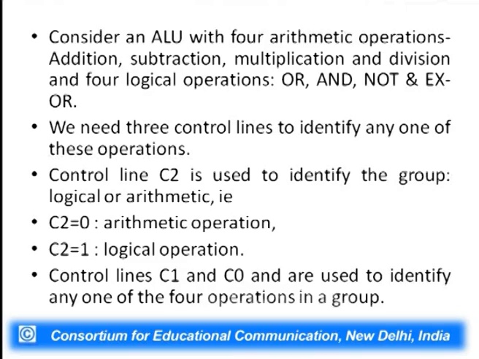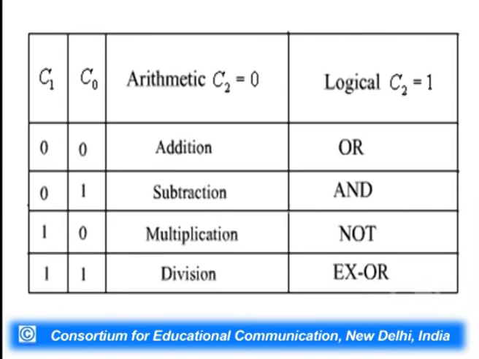The bits specified are 3 bits: C2, C1 and C0. The C2 bit identifies the group. C1 and C0 identify the operation. As can be seen from this table, based upon C1 and C0, an arithmetic operation is performed for C2 equal to 0, and a logical operation is performed for C2 equal to 1. So, 0, 0 stands for addition in arithmetic and ORing in logical, 0, 1 for subtraction and ANDing, 1, 0 for multiplication and NOT operation, and 1, 1 for division and XOR operation.